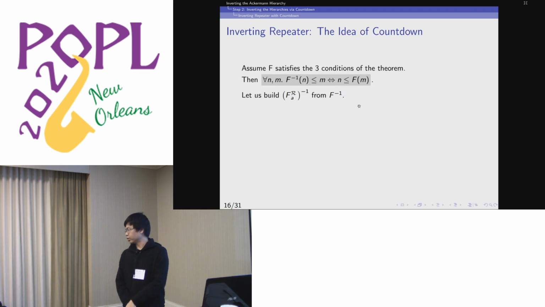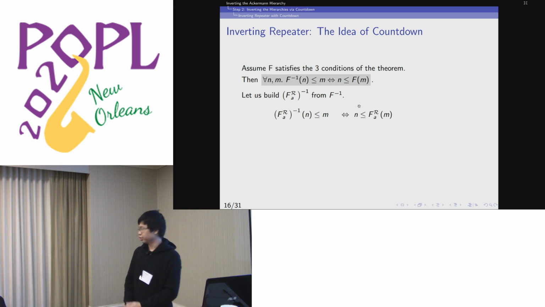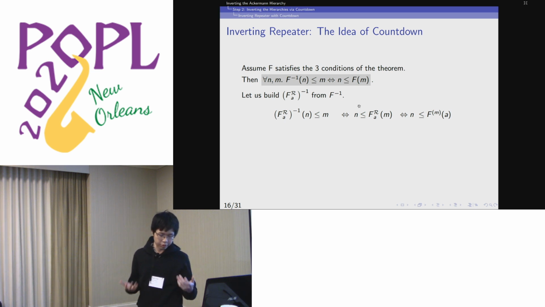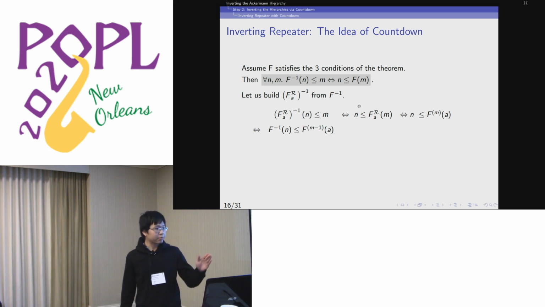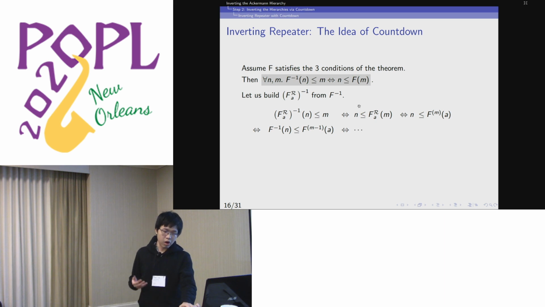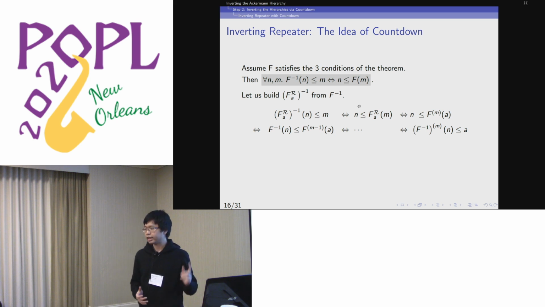So let us try to build the inverse of the repeater from f inverse. So suppose you have this inequality of n and m. By the relation, you can transfer the repeater from the left to the right, and then you can rewrite it as repeated application by the definition of the repeater. And so you have m instances of the big F on the right-hand side. Using the relation again, you can transfer f from the right to the left when changing it to the inverse. And from this, go on until we reach a point where we have m instances of the f inverse on the left-hand side and a on the right-hand side.